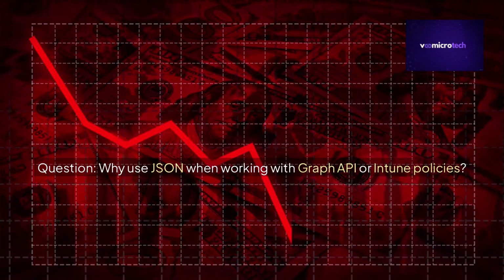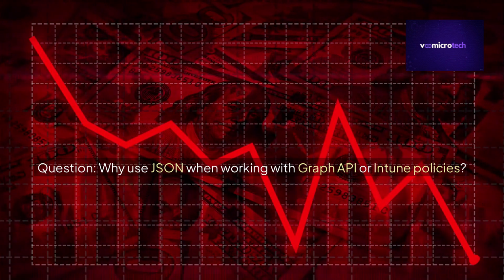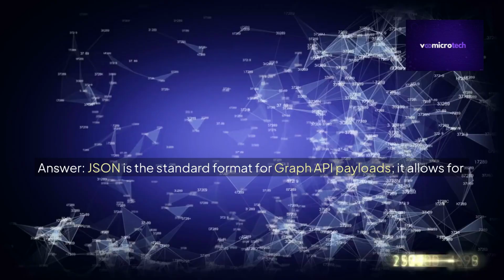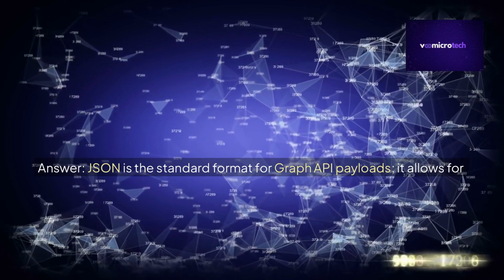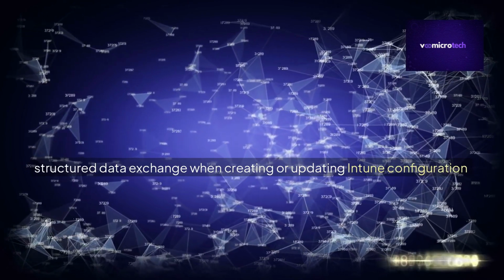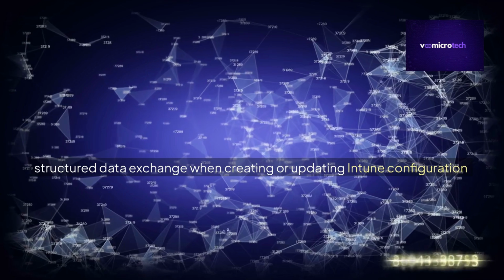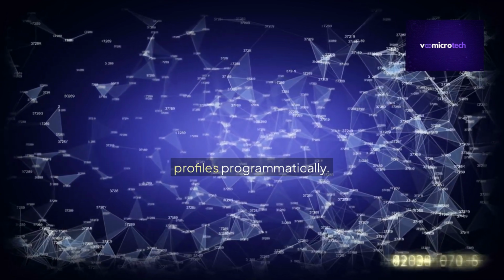Question. Why use JSON when working with Graph API or Intune policies? Answer. JSON is the standard format for Graph API payloads. It allows for structured data exchange when creating or updating Intune configuration profiles programmatically.